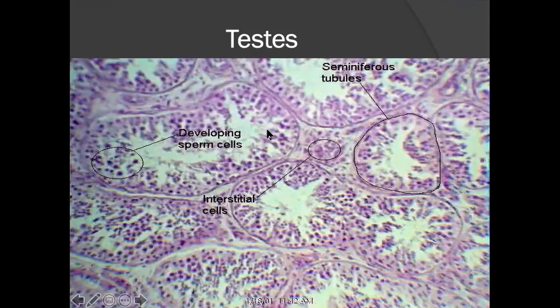That is something we'll get into later towards the end of the semester. But for now, you'll need to know that each of these little tube-shaped structures is a seminiferous tubule. And the spaces between the tubules are the interstitial cells.